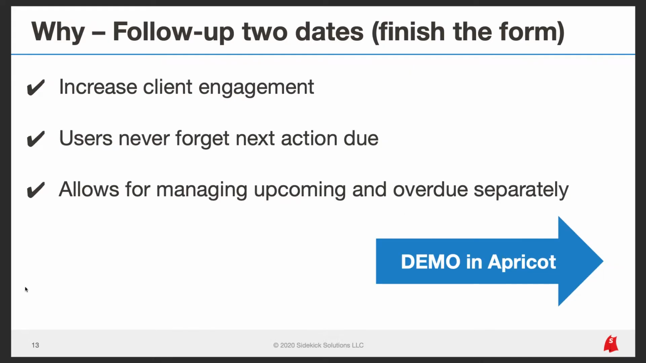So why does this solution matter? This is kind of a yes, no, complete, incomplete indicator, and there's no workaround, which means if users have not completed the task, it still shows up in a report. You can increase client engagement simply by logging follow-up records using this method. So let's take a look at how this could be done in Apricot.